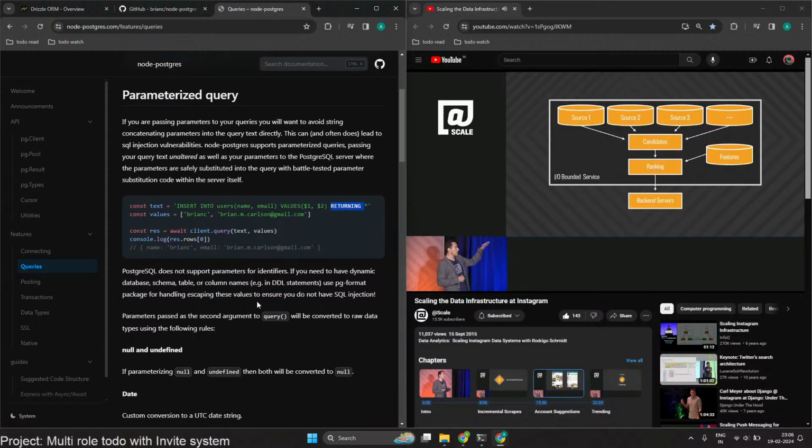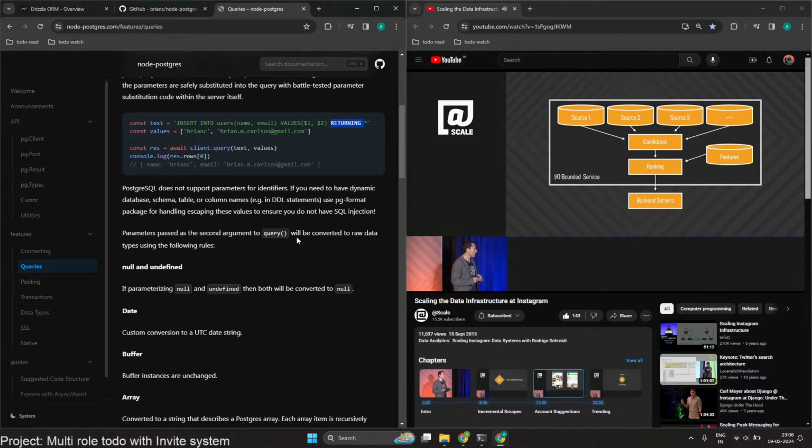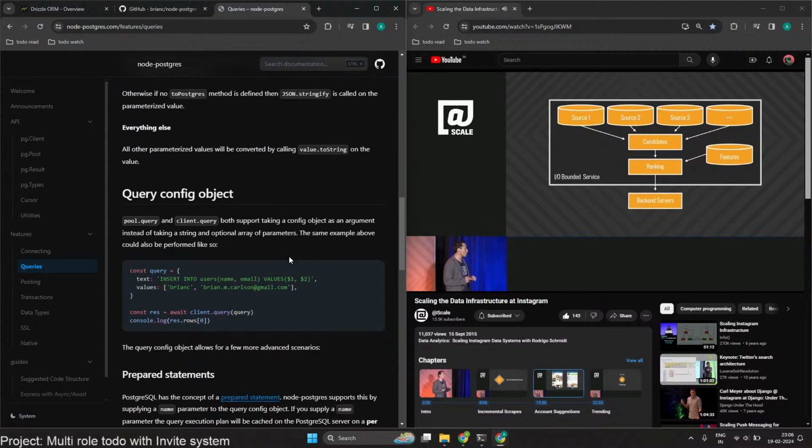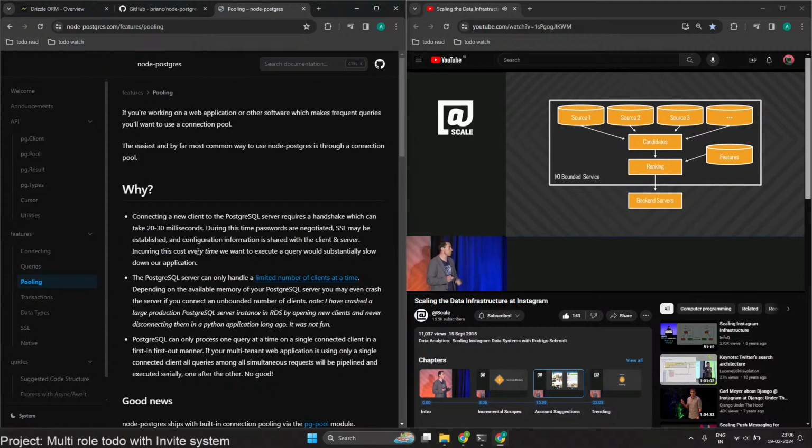So if you want a graphical representation, it would be something like this. You have multiple sources. They feed into the system as candidates. Those candidates get into the ranking system that then might fetch different features. And this is all I/O bounded, written in C++ with a Thrift interface that can then send the recommendations back to your backend servers.